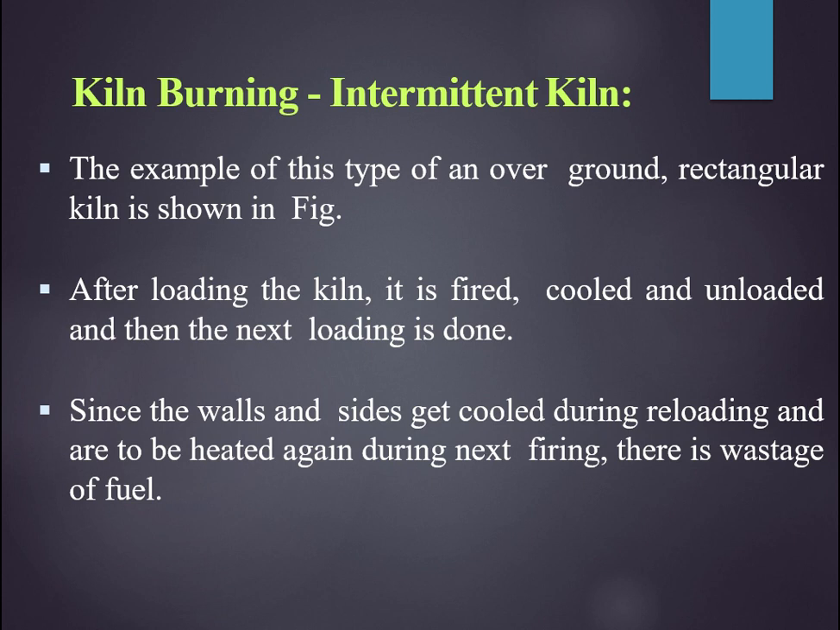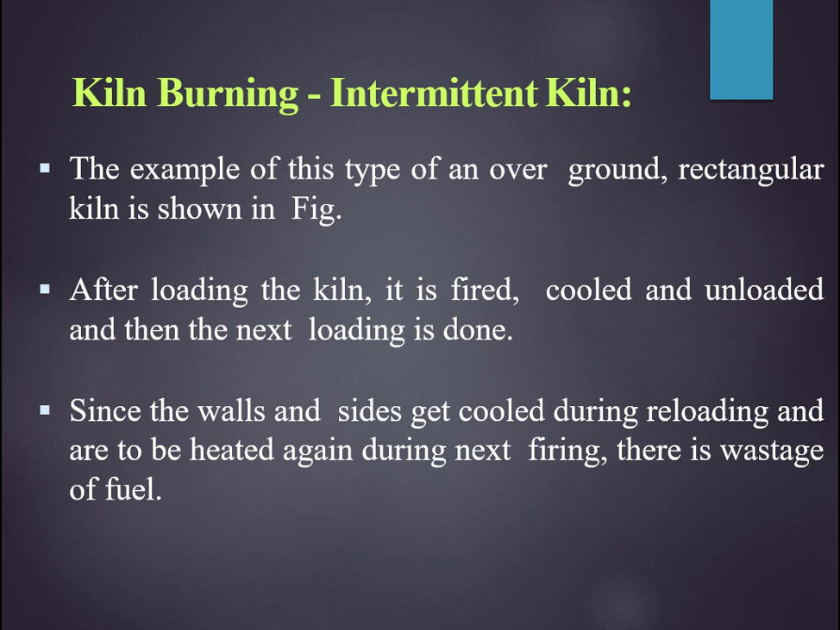Next is, as told, kiln burning. The kilns we use for burning bricks may be underground or overground. For example, we have the Bull Trench kiln, which is underground, and we have the Hoffman's kiln, which is on the surface of the ground. I'll be showing you the diagrams of that. Generally, these kilns are sometimes rectangular, circular or oval in shape.